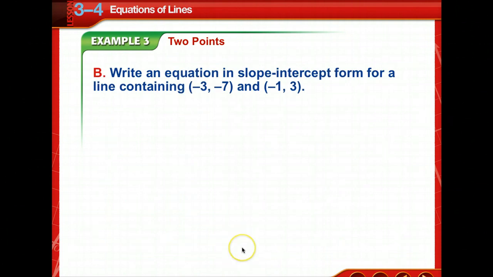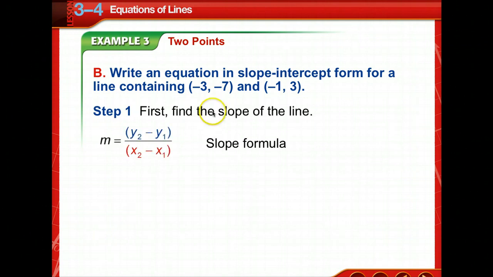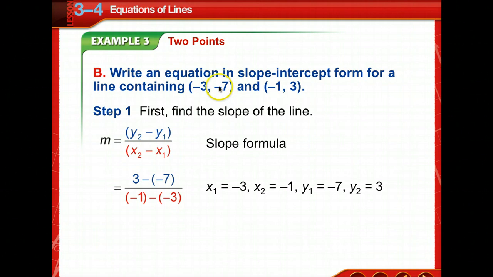Now we're to write an equation in slope-intercept form for a line containing these 2 points. So again, you're going to have to first find the slope. So 3 minus a -7 over -1 minus a -3, it's going to give us a slope of 5.